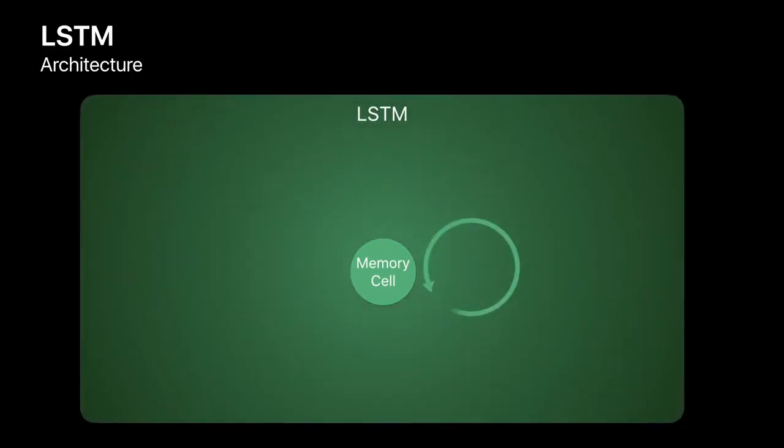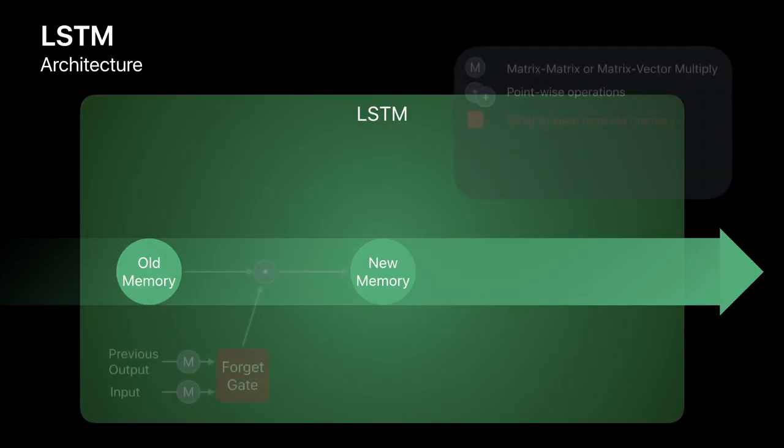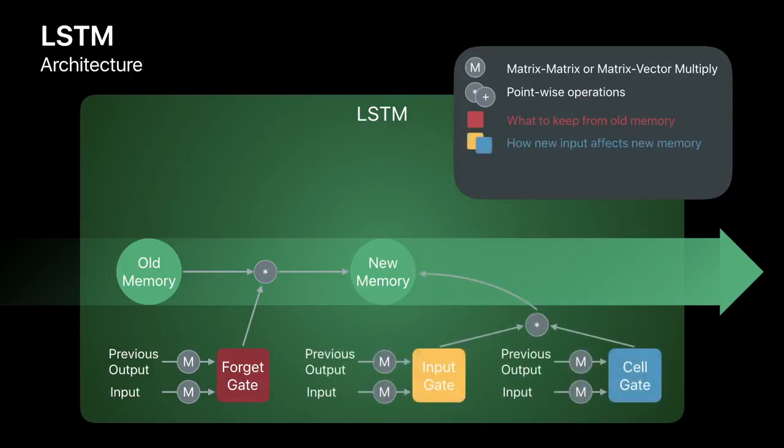As I said, the most important entity inside an LSTM is the memory cell, which is updated in every iteration of LSTM. So you can think of each iteration of LSTM as a transition between the old and new memory. Now let's talk about the gates. First, there is the forget gate, which decides what to keep and what not to keep from old memory. Then there are the input and the cell gates, and their combined contribution determines what from the current input will affect the new memory. And then the combination of all of these three gates is combined to update the memory cell.